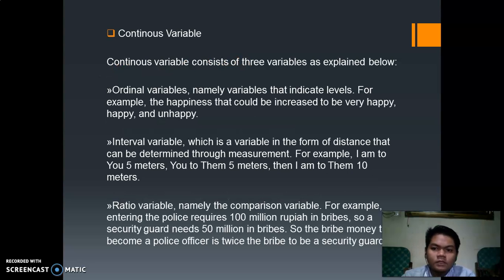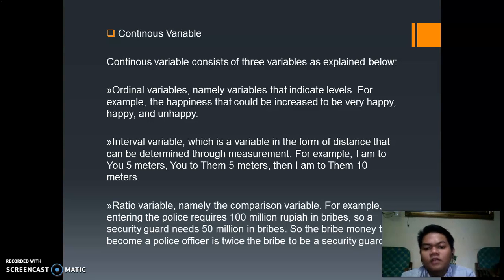Second, continuous variable. Continuous variable consists of three variables as explained below. First, ordinal variable, namely a variable that indicates levels. For example, happiness that could be inferred to be very happy, happy, and unhappy. Second, interval variable, which is a variable in the form of distance that can be determined through measurement. For example, I to you 5 meters, you to them 5 meters, and then I to them 10 meters.